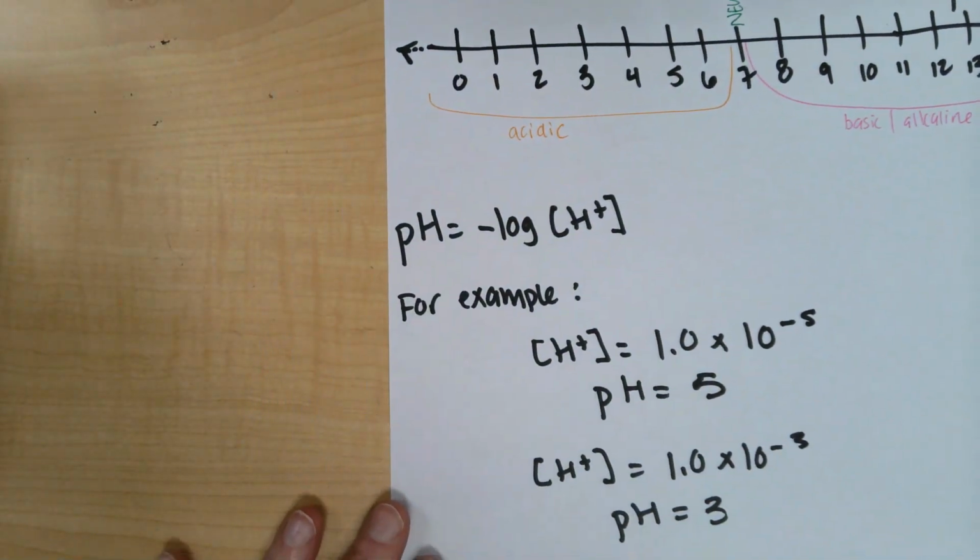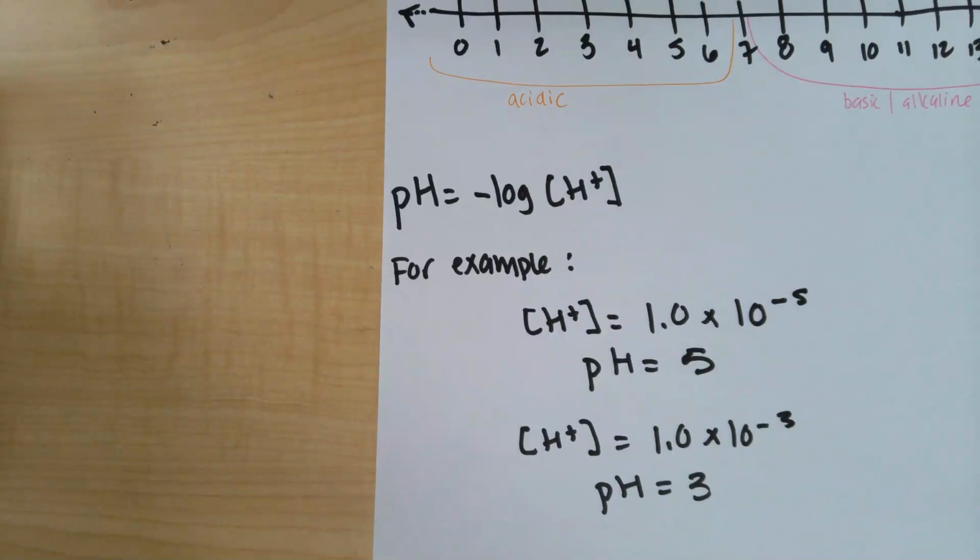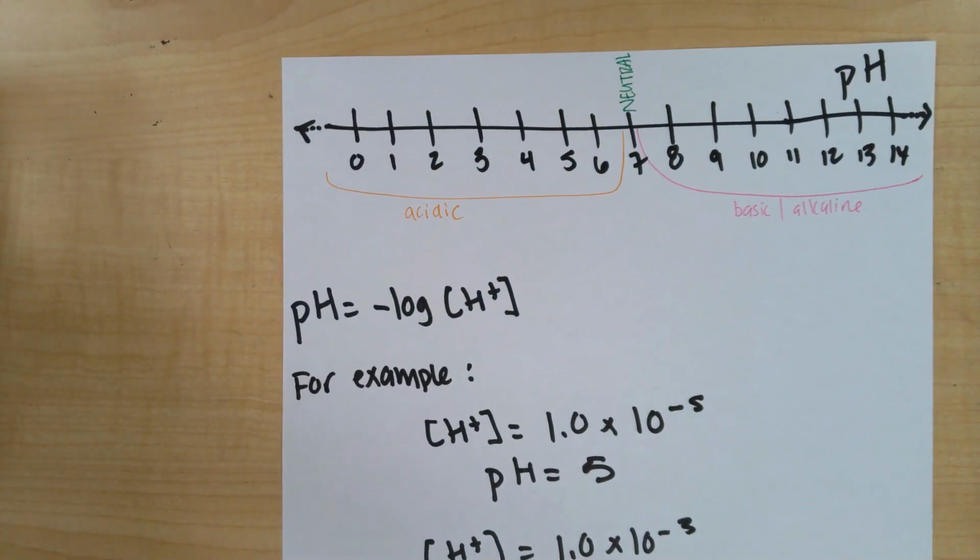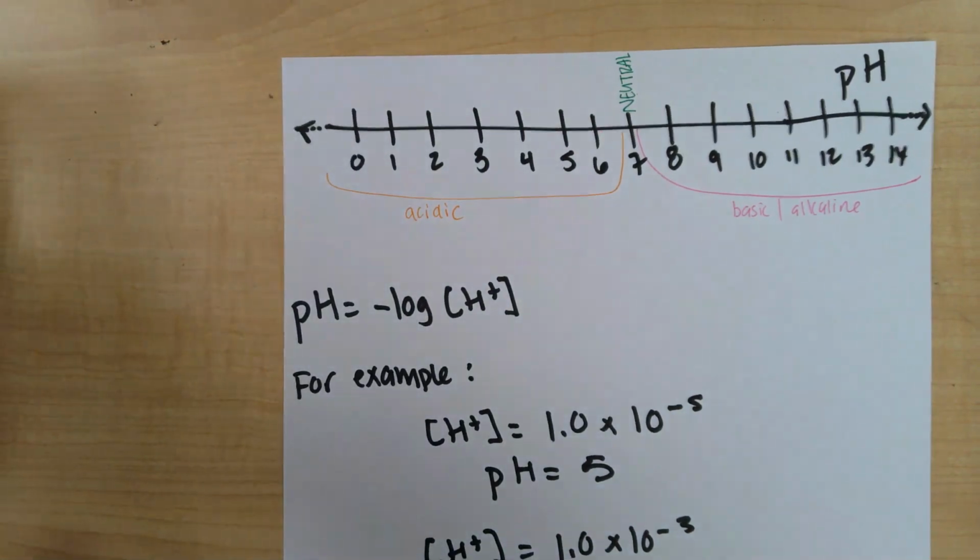And reviewing again real quick, why do we use a pH scale? Why don't we just use the concentration of hydronium or the concentration of hydroxide?